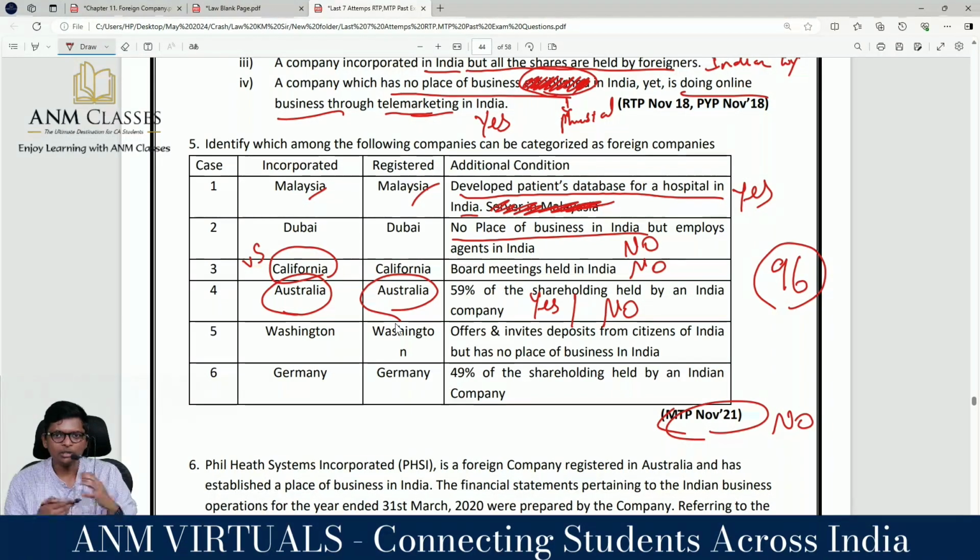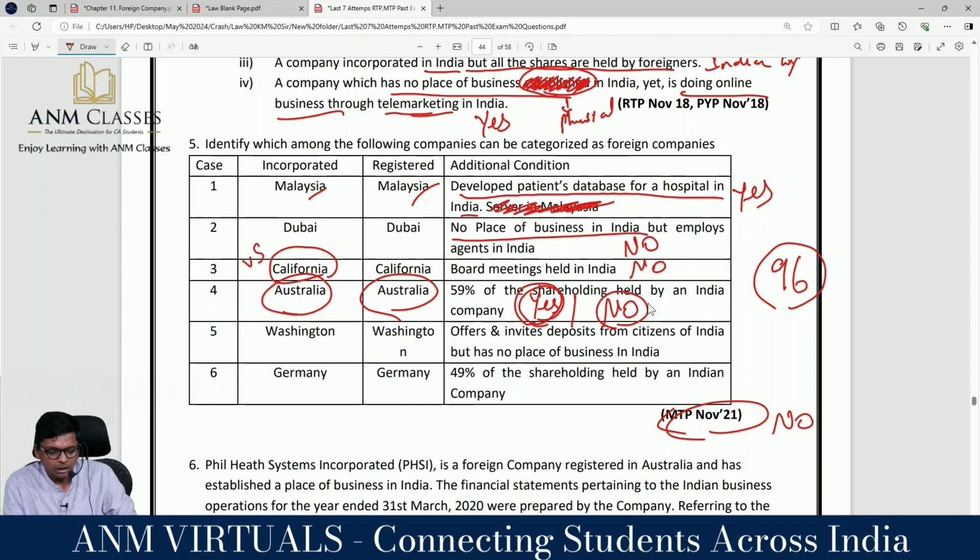Here, company Australia, registered in Australia. They have genuinely not given details about place of business, so I will give both the answers. If place of business is in India, yes, it's a foreign company with full provisions. Place of business not in India, not a foreign company. Are you getting it, guys?